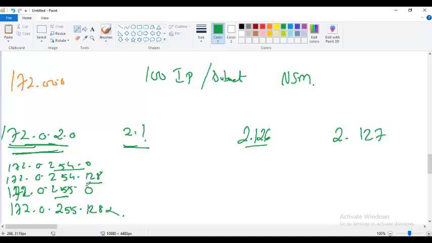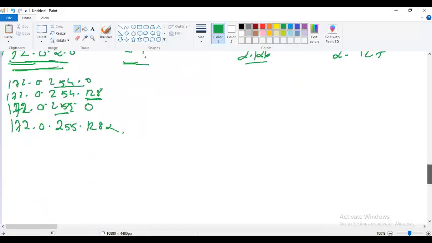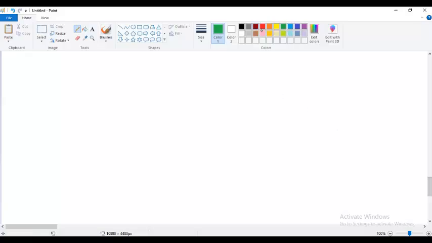Okay, I'll give you one more homework. Do it and send the screenshot. 192.168.0.0 and 50 IP per subnet. All right, do this and send the screenshot.